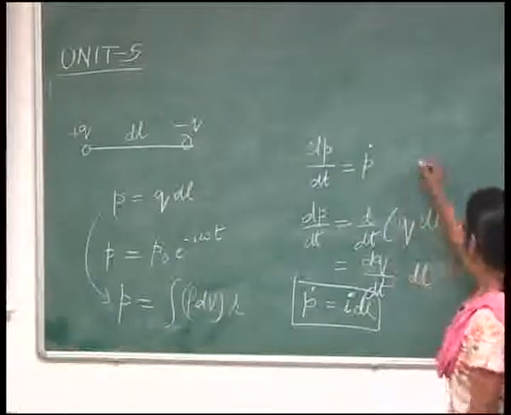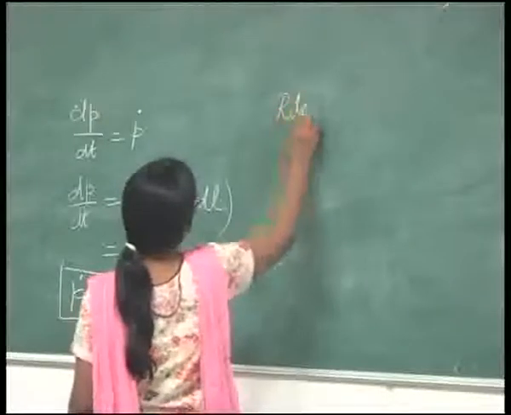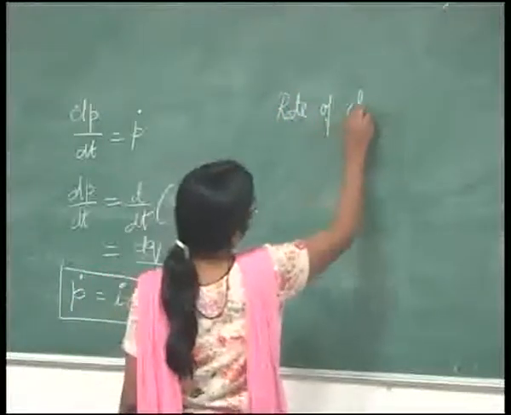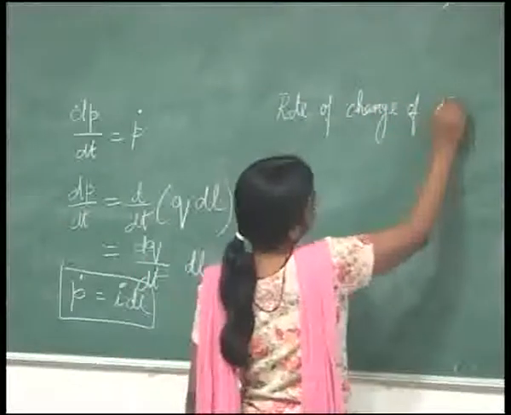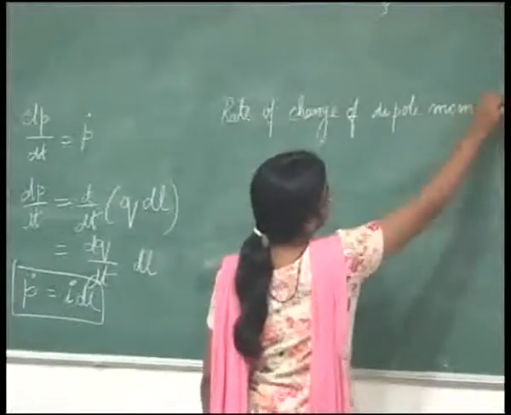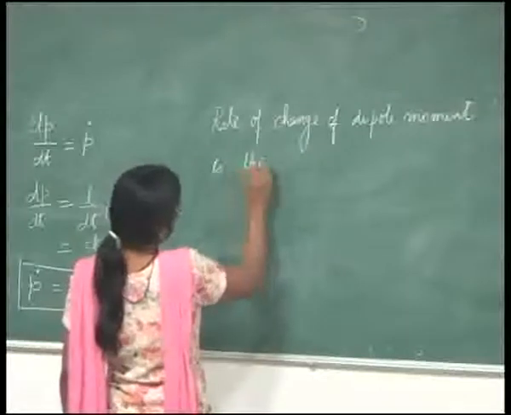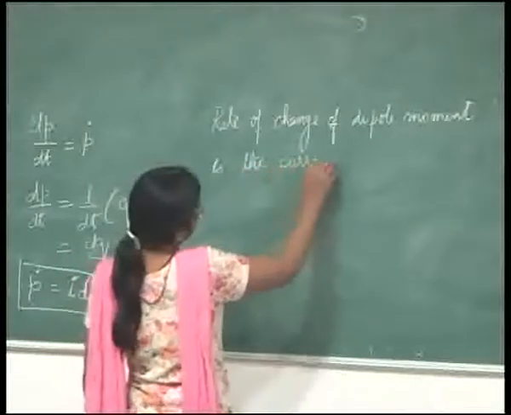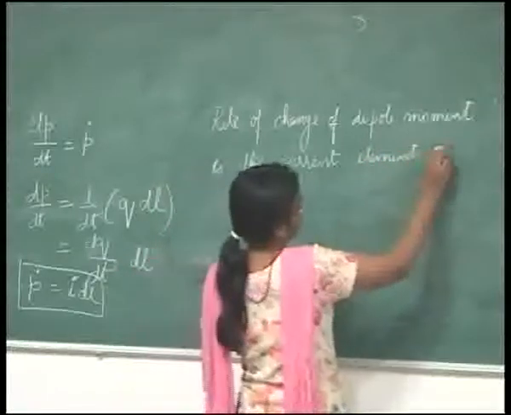So, I will write here that from this I conclude that the rate of change of dipole moment is the current element in the wire.